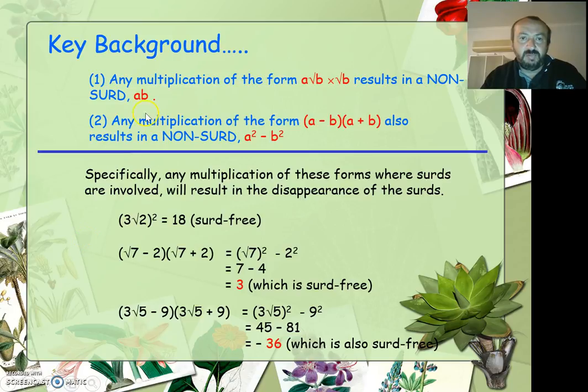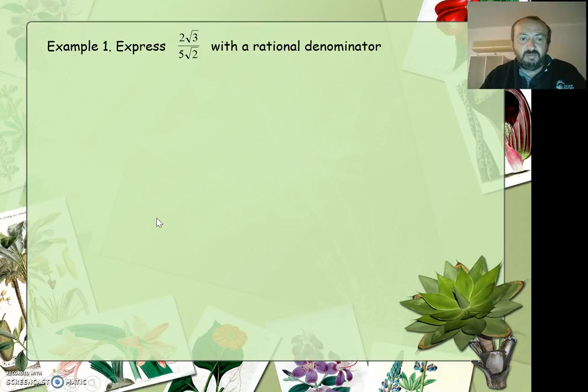Okay, this is another thing. Any multiplication of non-surd, those rules you should be able to understand now. Okay, I'm just going to go through a few examples here. Express that with a rational denominator. So let's just see how they've done that.